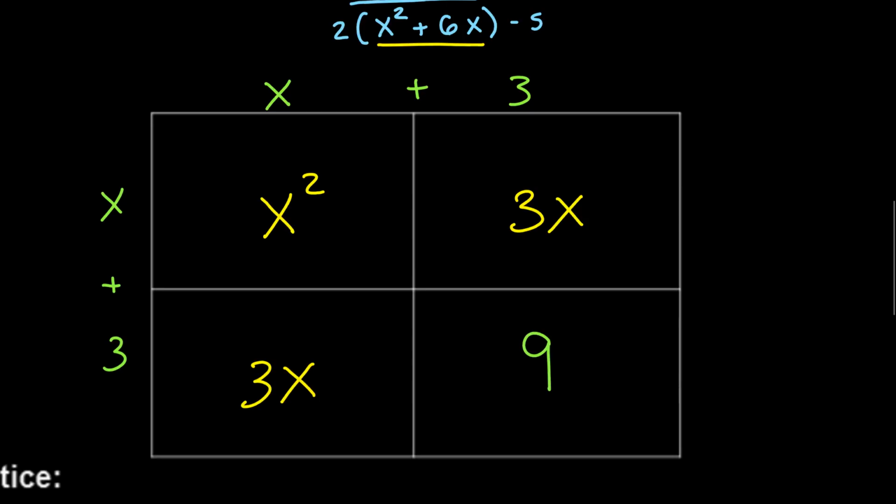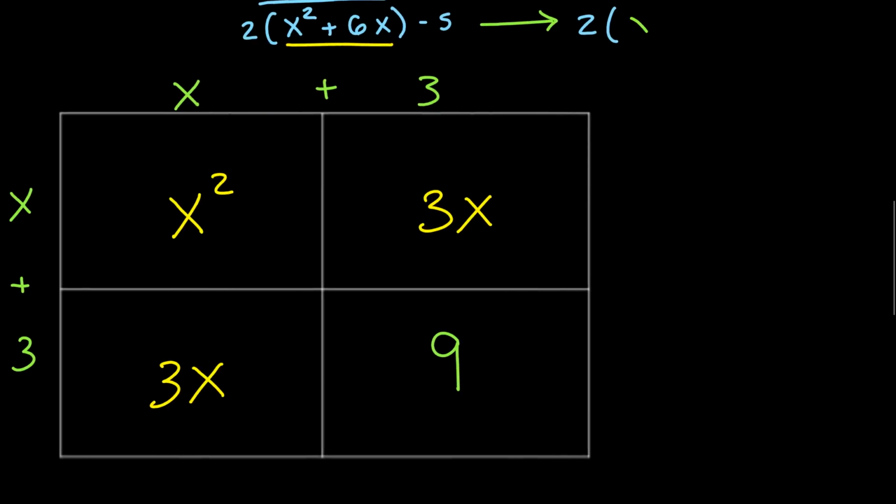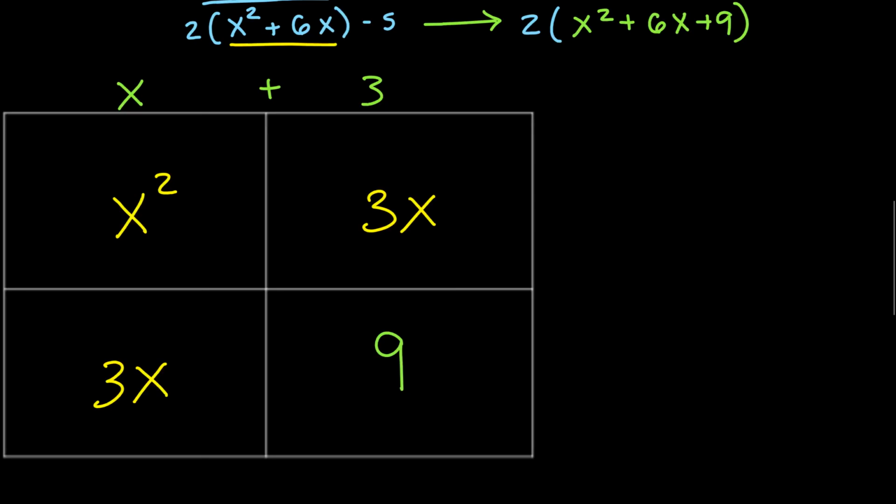So, I can now replace those 2 terms that I underlined in yellow with what's inside the box. So, 2 times, what's inside the box? What's 3 plus 3? 6. I'm just combining these 2 yellow terms right here. 3x and 3x makes a... Good. And then what is the last thing I need to write? Plus 9. Minus 5.